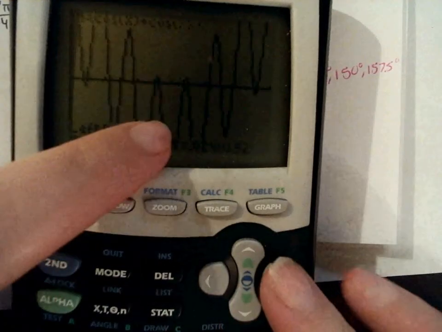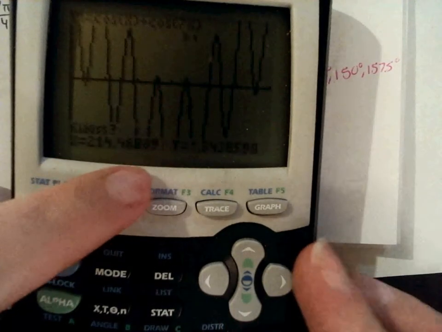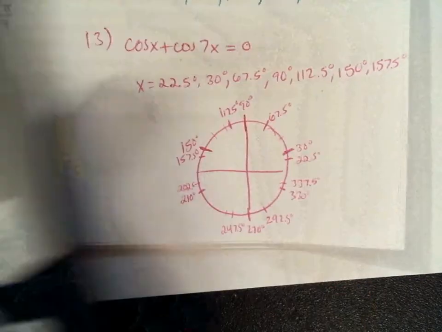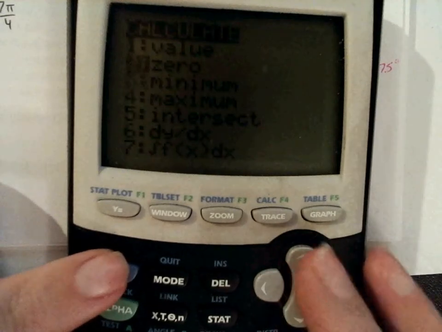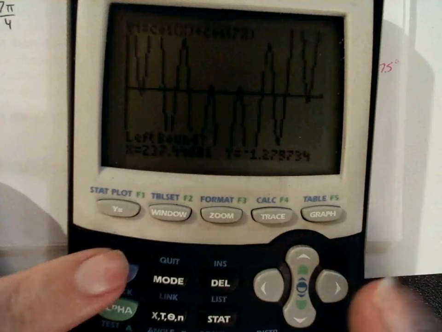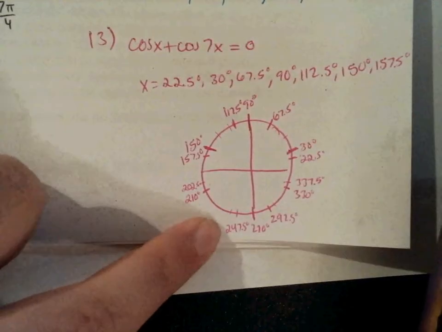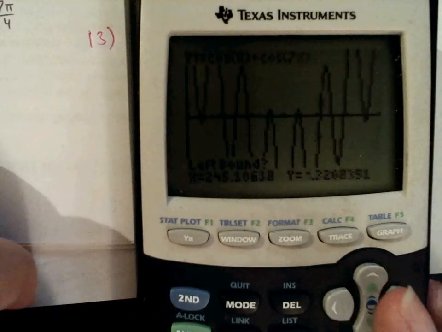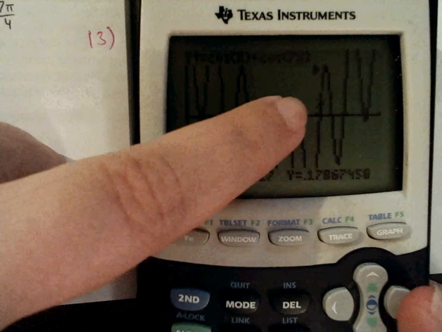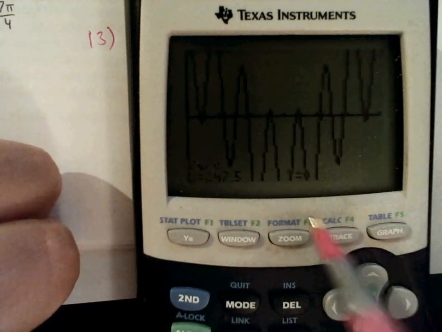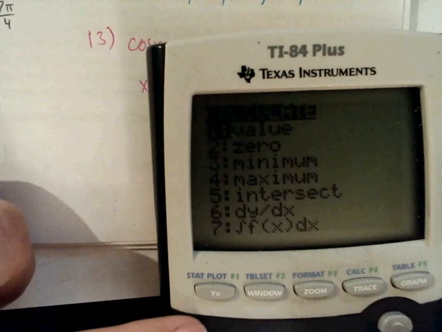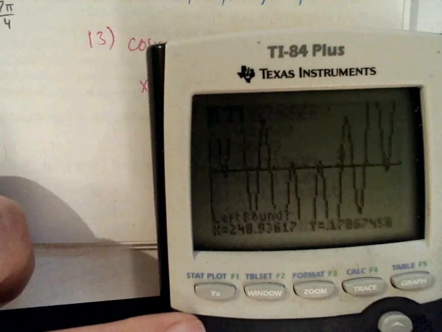Let me check though. I'm going to check the, okay, so I can calculate 0. Enter, enter, enter. So this is 210. So 210. So I can calculate 0. I'm thinking the next one is going to be 247.5. So below, above, enter, 247.5.